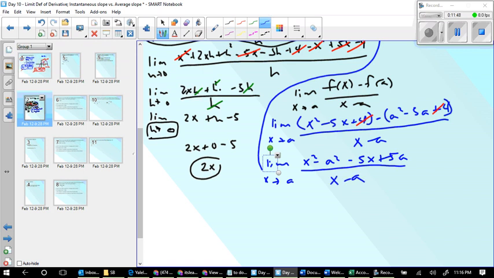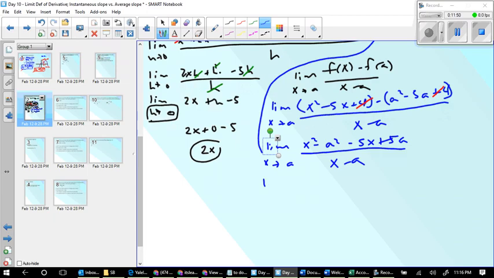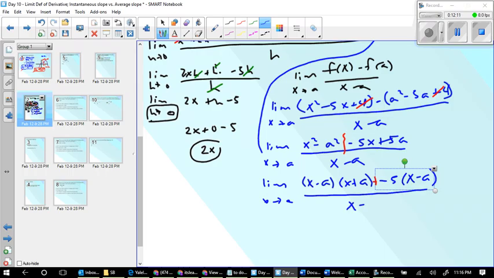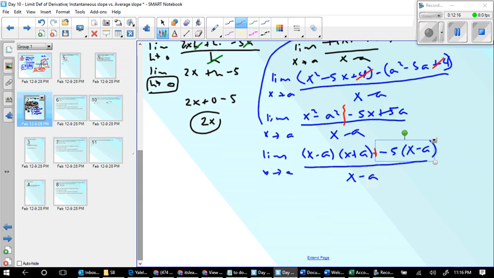Okay, and I've rearranged it this way so that I can factor each section. I'm now going to factor by grouping. So this first part factors to x minus a times x plus a, and then the second part, I can factor out a negative 5 to give me x minus a. Don't forget that when factoring by grouping, I want to make sure that there's some part that's the same in each one. Okay, so in each part I have x minus a, those are the same, so I can pull that out. So I have the limit as x is approaching a of x minus a.